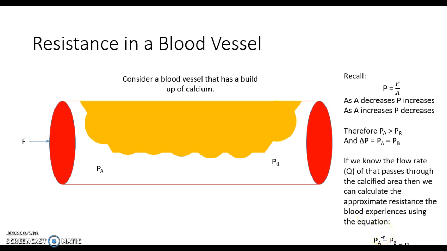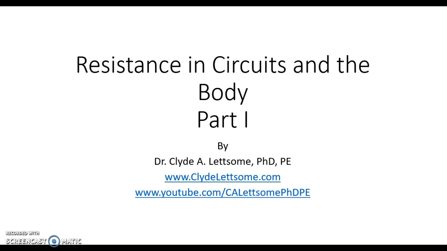So it's very similar to the equation that we had before in the previous slide, where you had the difference in the voltages divided by the current, which was I, and that gave us a resistance. In this case, the difference in the pressure, PA minus PB, divided by Q, the flow rate of the blood, is equal to R, which is our resistance. So again, that is an explanation as to how we can relate resistance, in terms of what we've been working with in circuits, as it pertains to the body.